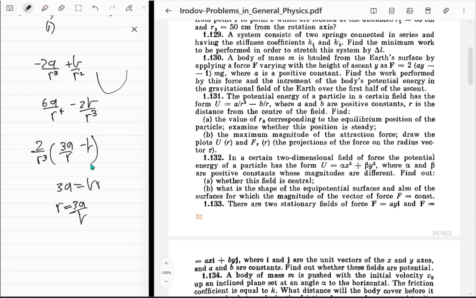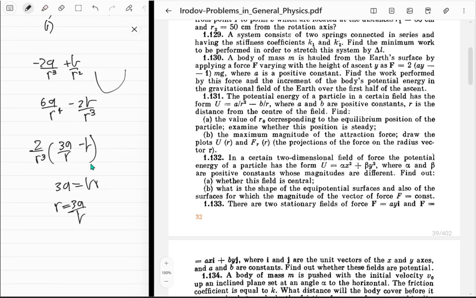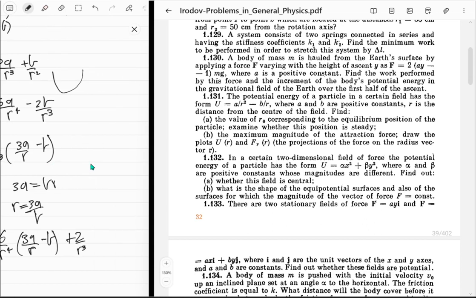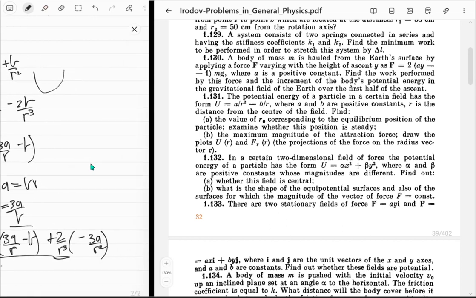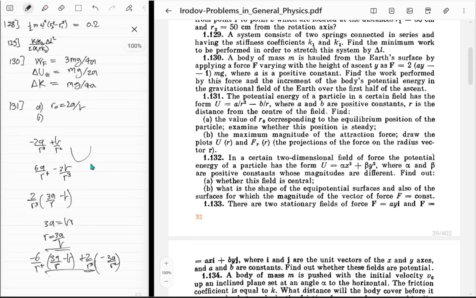You could go for a second derivative, right? That would be negative 6A upon r to the power 4 times 3A upon r minus B, and then the derivative of the inside stuff, 2 upon r cubed, and then negative 3A upon r squared. Now this term is gone, this one is positive, and this one is negative. So the second derivative is negative, which means it's going to be the maximum value. That makes sense.